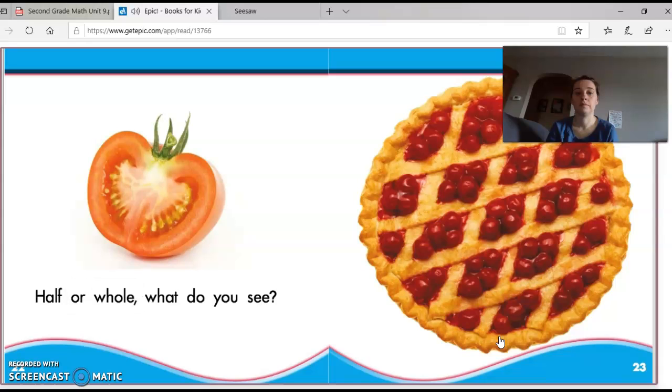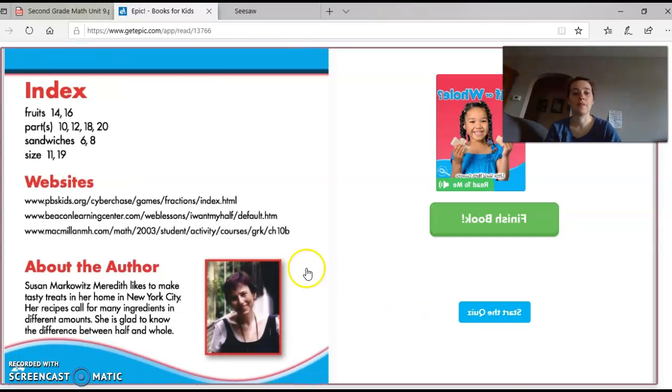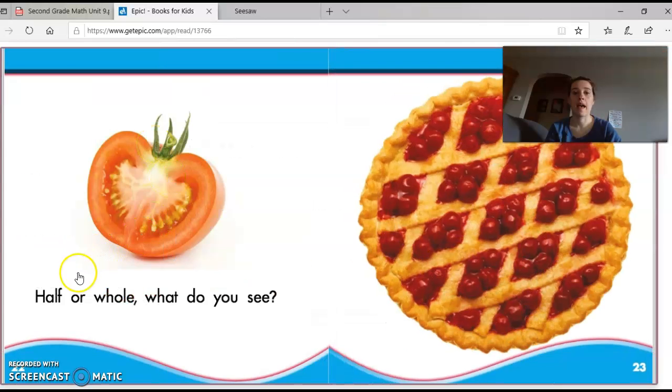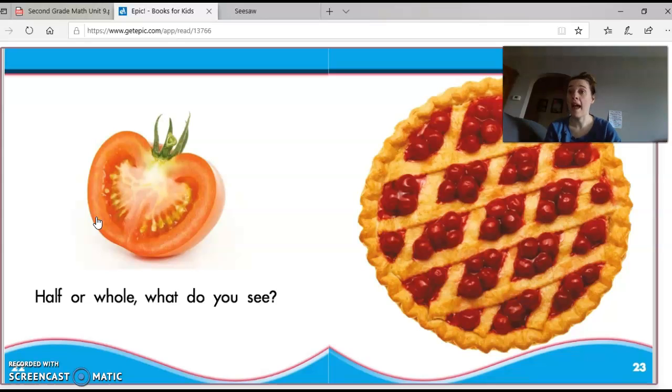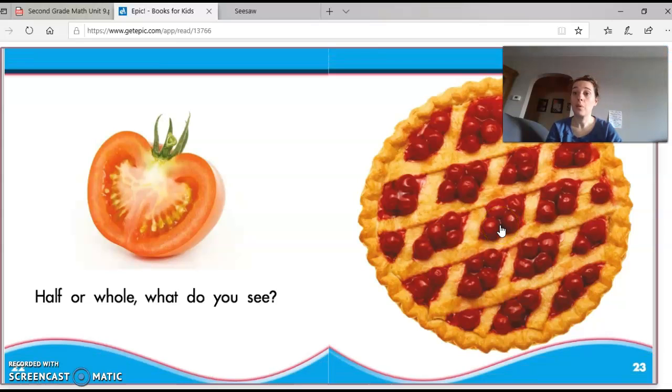Half or whole? What do you see? Let's go back to that page. Half or whole? What do you see? What's this tomato? Is it half or whole? Right, it's only half. It's 1/2. What about this pie? Half or whole? Right, it's the whole pie.